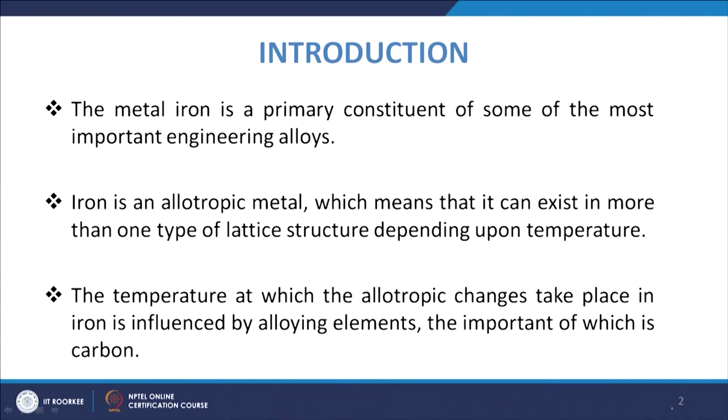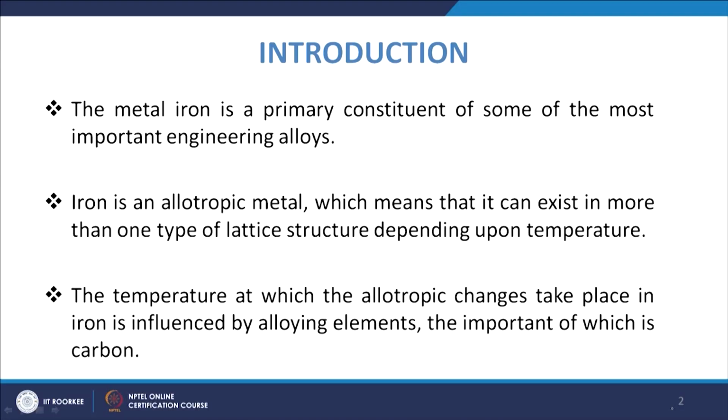Welcome to the lecture on the phase diagram of the iron carbon system. So, we know that iron is a very important element and its alloys are mostly used. They are among the most widely used materials for engineering applications. The metal iron is a primary constituent of some of the most important engineering alloys, and when we take iron as the element, on that basis we call it a ferrous material. So, in that category come ferrous materials.